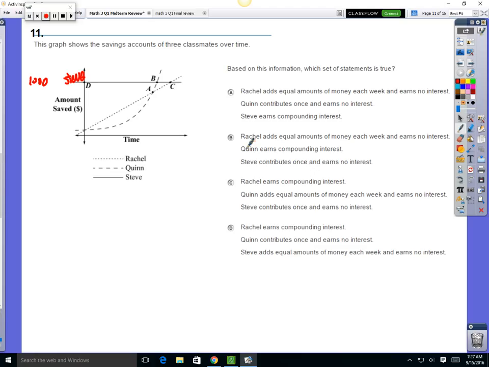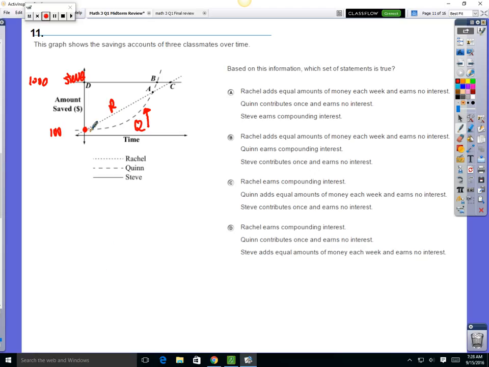Quinn is this one, and Quinn starts off with the same amount as Rachel. So Rachel's this one. So they both start off. If that's $1,000, maybe that's $100. Now the difference between Quinn and Rachel.